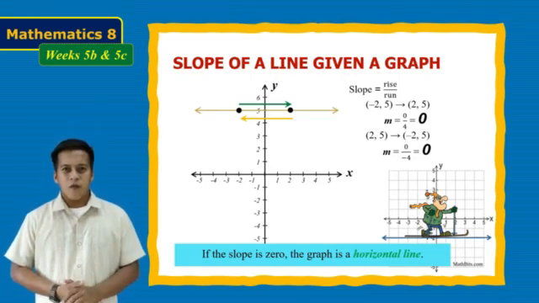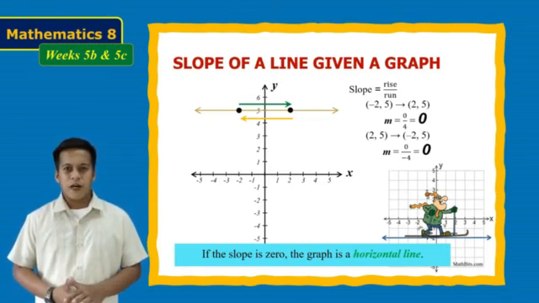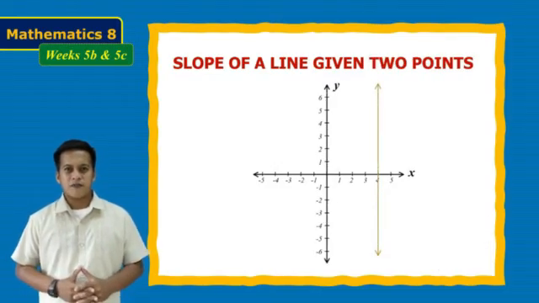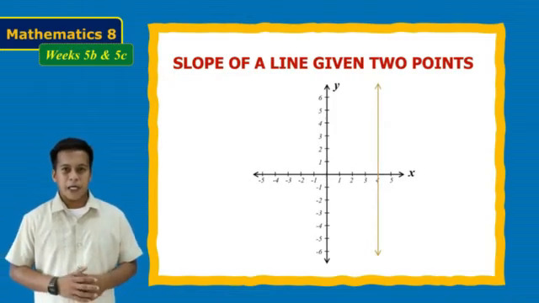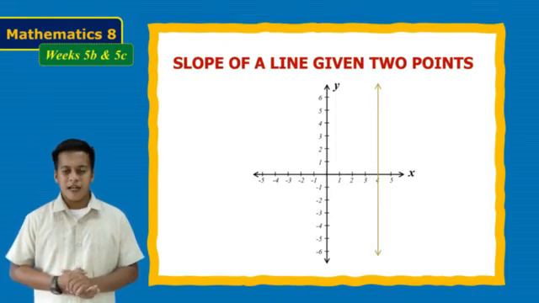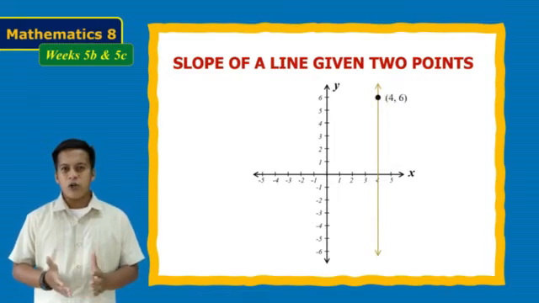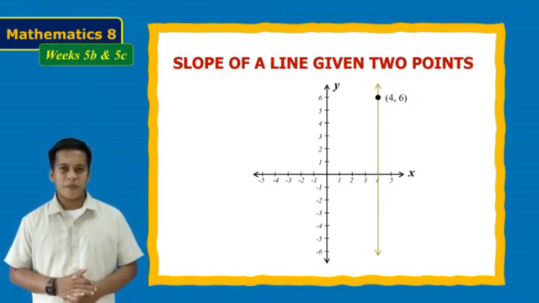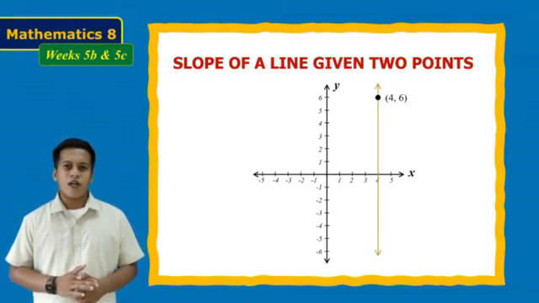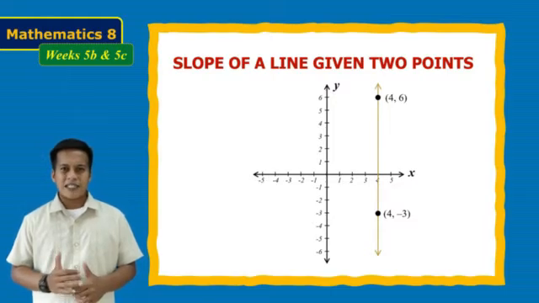Let's continue. For our last example, how do we find the slope of a line given points? Look at the graph. How does it look like? The graph is a vertical line. Let's identify 2 points that lie on the graph. One point is (4, 6). We will call its coordinates x sub 1, y sub 1. The other point is (4, negative 3). We will assign its coordinates as x sub 2, y sub 2.